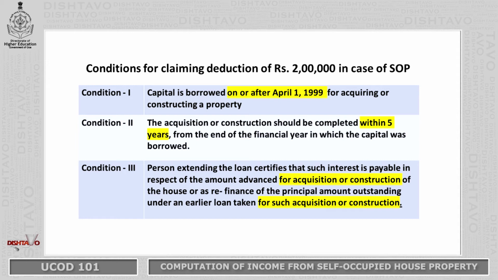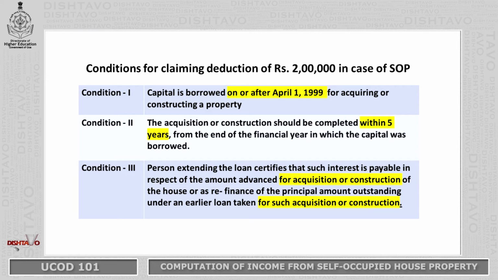The capital is borrowed on or after 1st April 1999 for acquisition or construction of the property. Now, in case of self-occupied property, the money can be borrowed only for 2 purposes, unlike let out property. Here you can borrow only for construction or for acquisition of the property. Second condition is the construction or the acquisition of the property should be completed within 5 years from the end of the financial year in which the capital was borrowed.